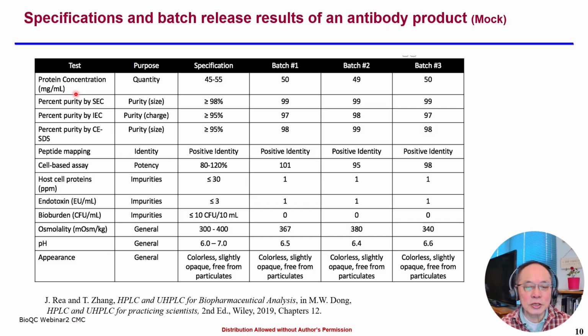The protein concentration is measured by looking at the UV absorption at 280 nanometers. The percentage of purity is often characterized by a host of different chromatography techniques, such as size exclusion, ion exchange, and also CE with SDS. Peptide mapping is by reverse phase with UV detection, and contaminants from host cells, endotoxin, and bioburden are measured accordingly. There are also other attributes such as osmolarity, pH, and appearance, which are documented.